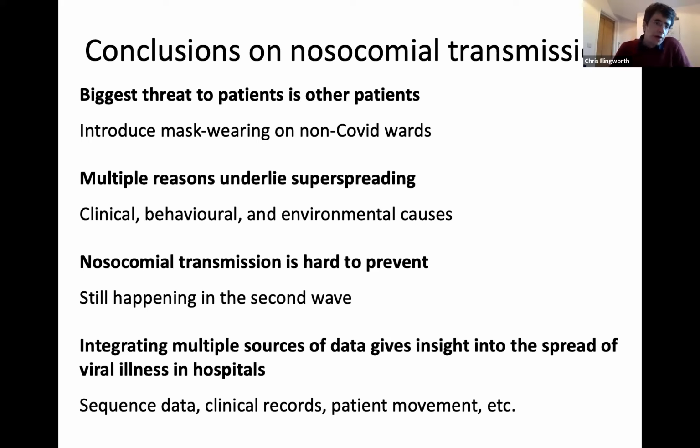We've shown that transmission in hospital is hard to stop. So it's still going on. We've got more data from the second wave, and it's pretty bad. But there are things that can be done to stop it. And I suppose most clearly, integrating lots of different sources of data with phylogenetic and evolutionary techniques gives us an insight into how viral illness is spreading.